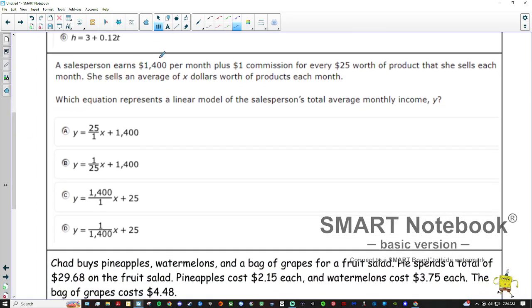A salesperson earns $1,400 per month plus $1 commission for every, that's our keyword, every $25 worth of product. So she's always going to make $1,400, so that's our one time, so that has to be the B value. So it can't be C and it can't be D. And here it's a little tricky because it's $1 every 25. We could write that like $1 per 25. So this is going to be the slope. So B is the correct choice.